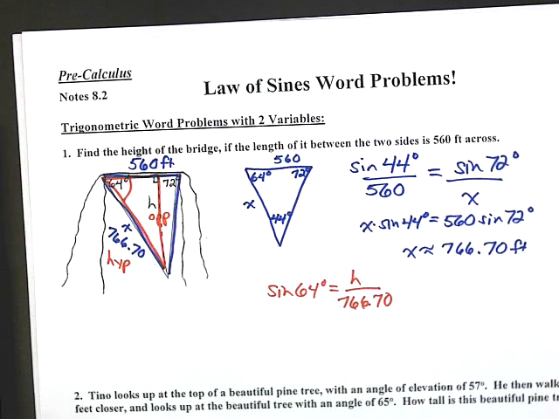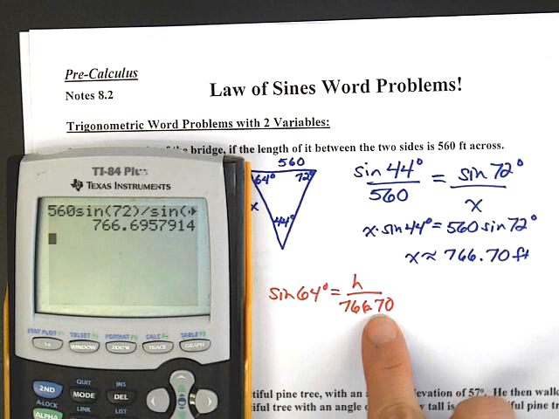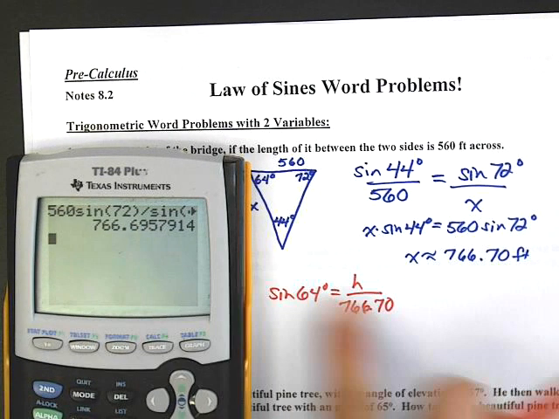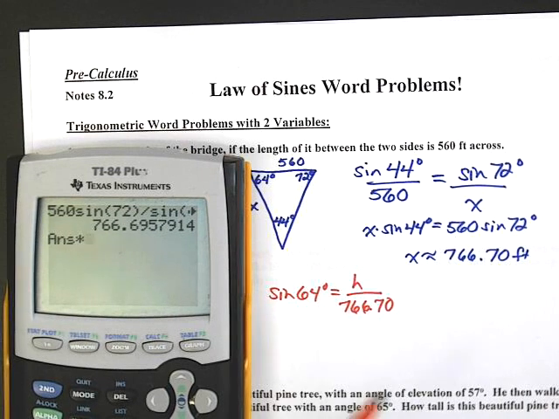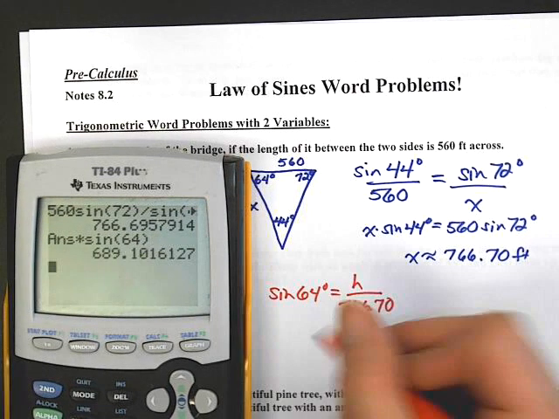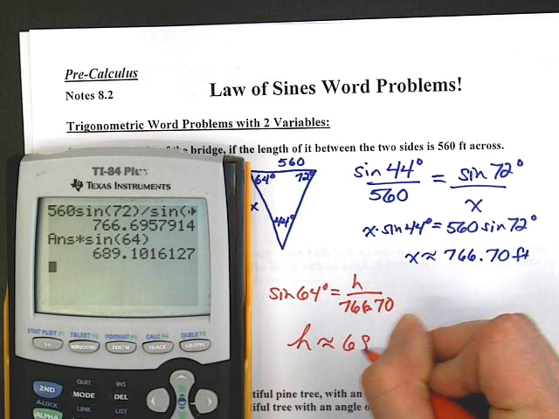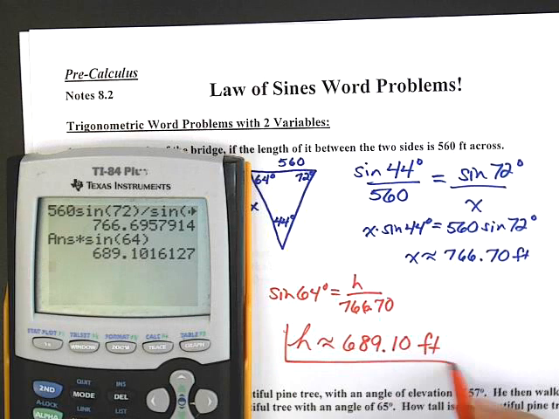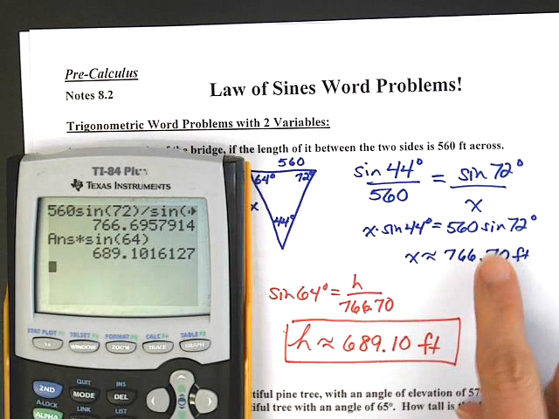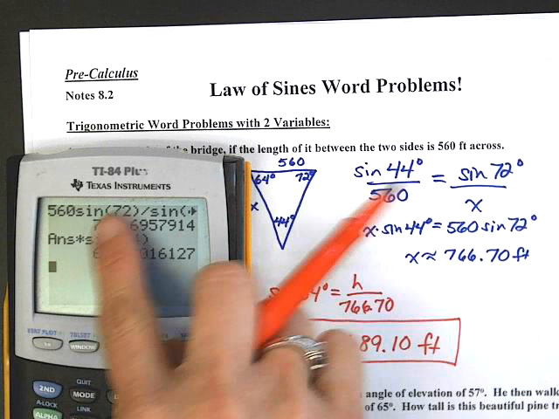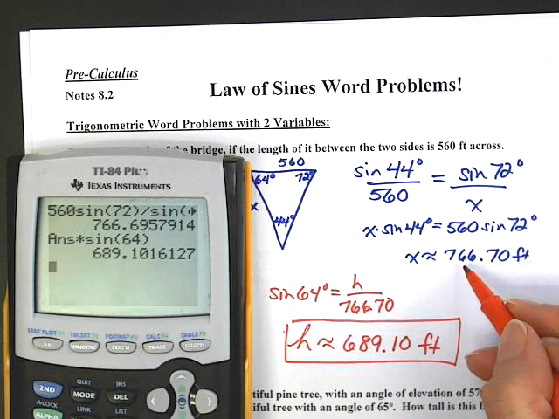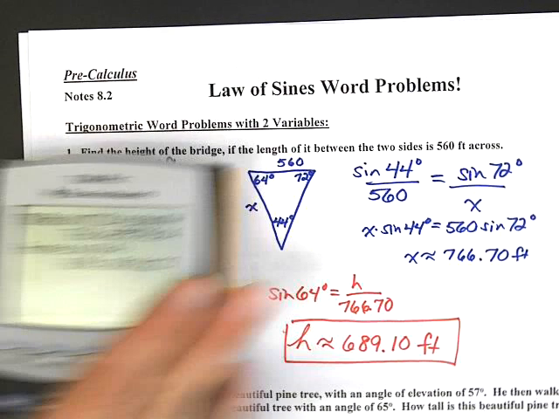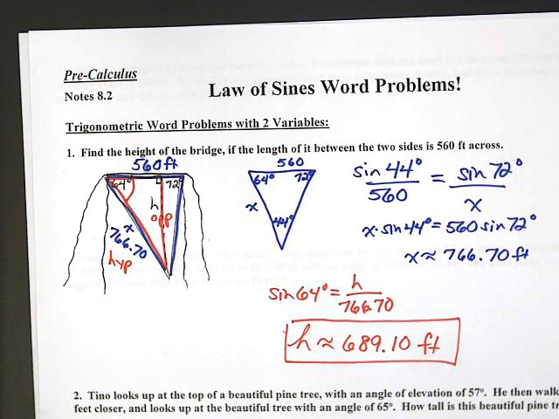So maybe what I'll do is I'll take the answer in my calculator, which is right there, and I'll times it by the sine of 64 degrees. So h is approximately 689.10 feet. Okay. If you have a number that you've rounded earlier, and you could take all those decimals and then take that answer and just multiply it in the calculator, that would be more accurate. A lot of the problems when you're doing trigonometry, you might have to find something you don't need in order to find something that you do need.